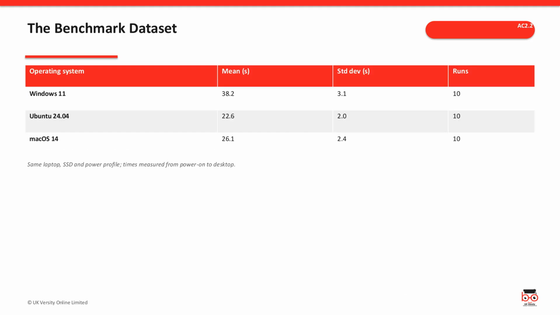Let's look at the underlying dataset. Across 10 runs each on the same laptop, Windows 11 averaged 38.2 seconds, Ubuntu 24 averaged 22.6, and macOS 14 came in at 26.1, with standard deviations between 2 and roughly 3 seconds. Every time was measured from power on to desktop on the same SSD and power profile. Holding those conditions constant is exactly what makes the comparison fair.